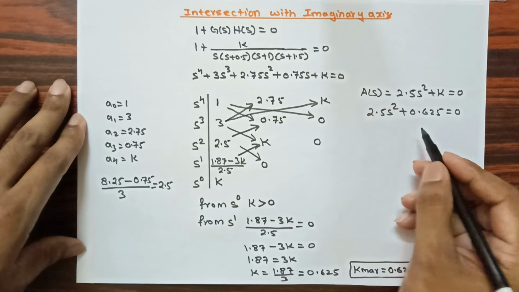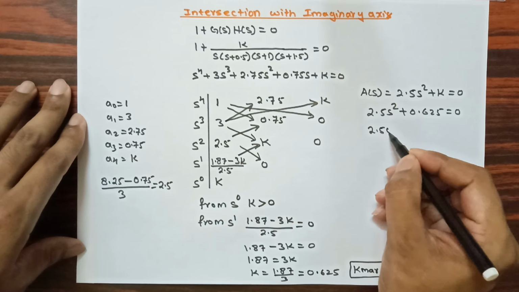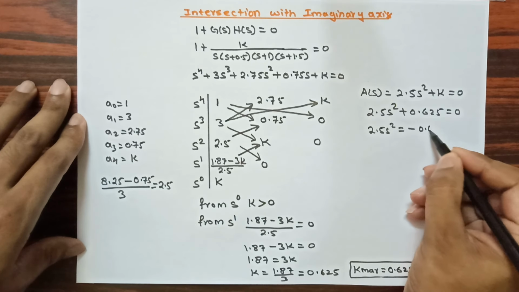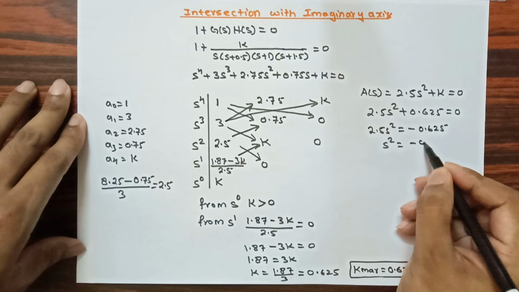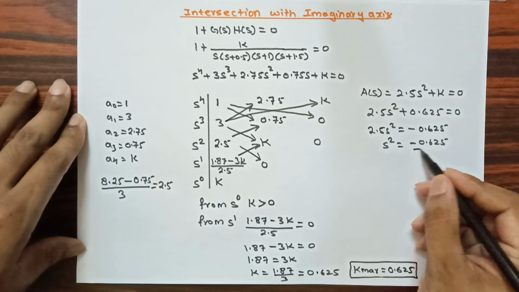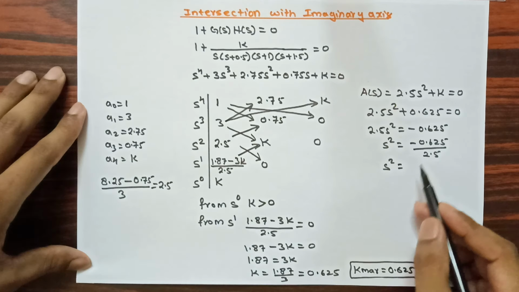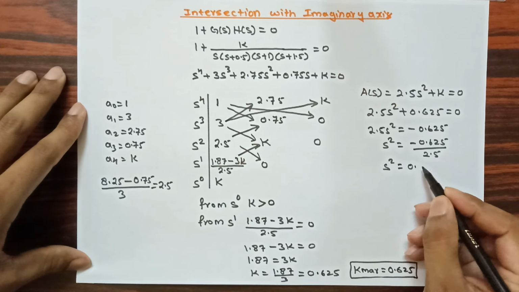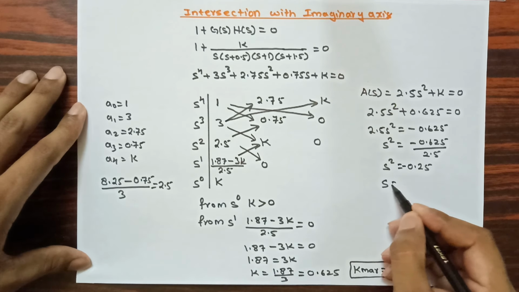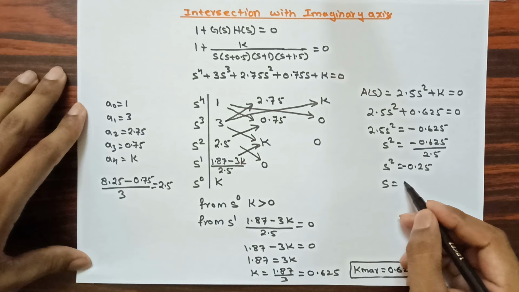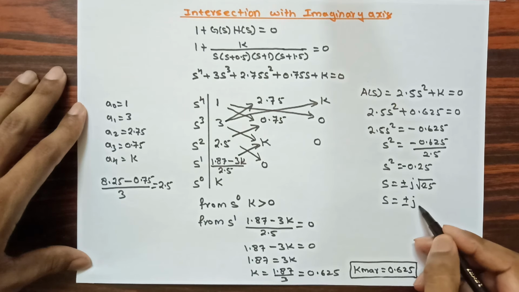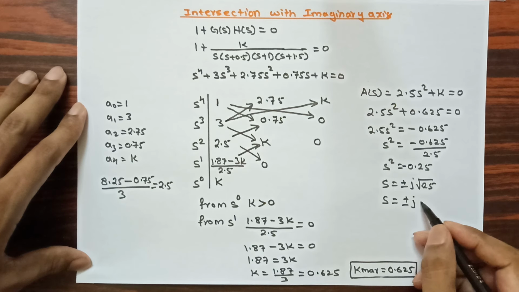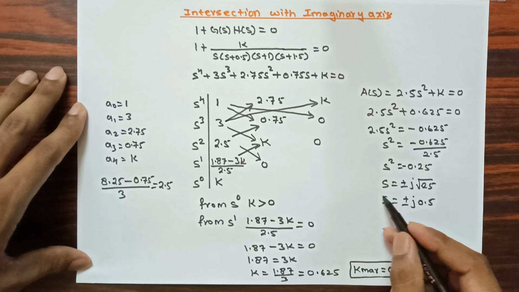Now I am going to calculate the s value. 2.5 s square is equivalent to minus 0.625, the next s square is equivalent to minus 0.625 divided by 2.5. S square is equivalent to, I will get, minus 0.25. Now s is equivalent to plus or minus j, root of 0.25. Root of 0.25 value is 0.5.